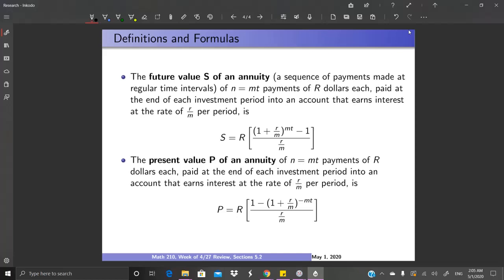Whereas in this section, we're making regular payments, which is the definition of an annuity. Here you see a sequence of payments made at regular time intervals, and those time intervals depend on what the question tells you, whether it's annually, semi-annually, quarterly, weekly, monthly, daily, and so on. But you're making the same payment every single time at the end of every period.